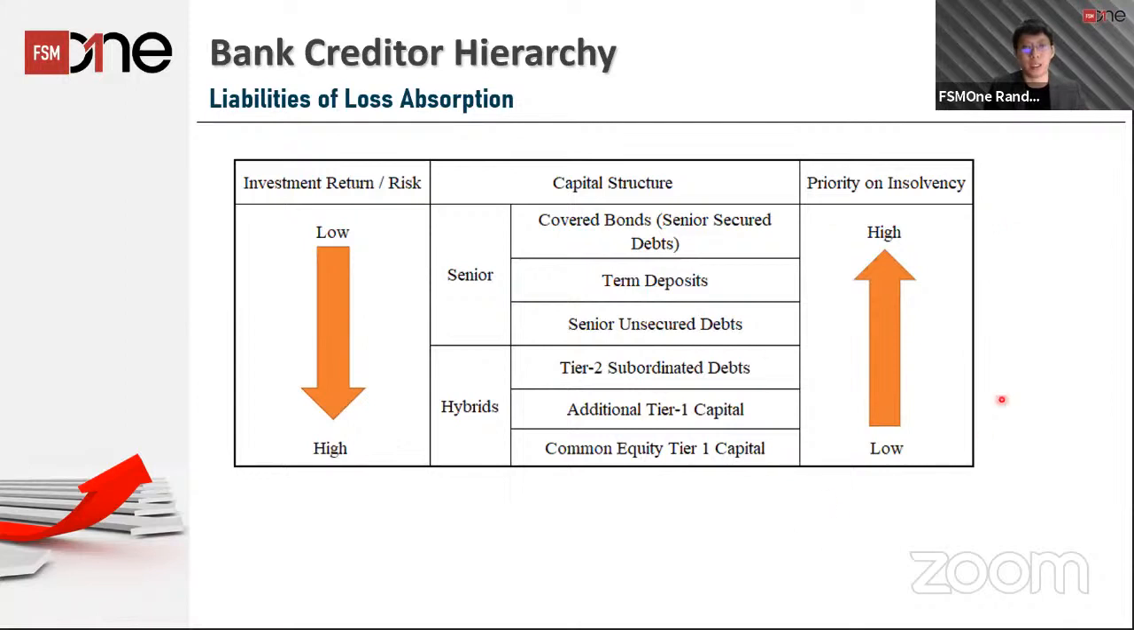So in terms of the insolvency event, definitely the senior holder will get paid first. So whatever is left will only pay to the tier 2 holder, the AT1 holder, and then finally come to the CET1 holder. Okay, so understand the creditor hierarchy already.